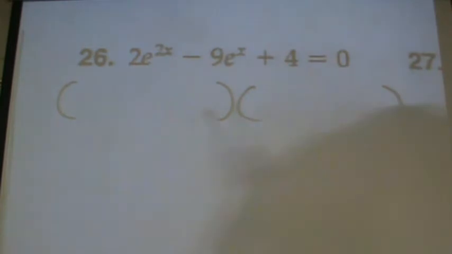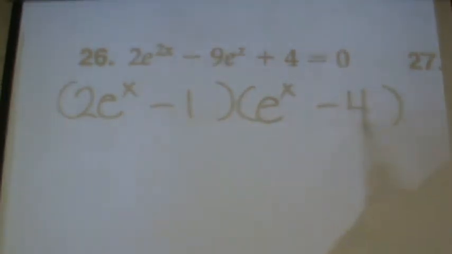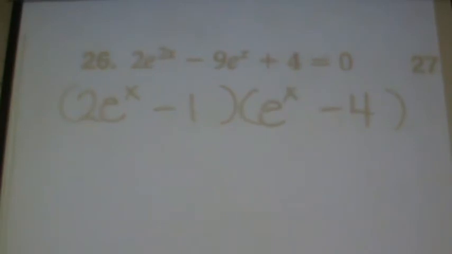Okay, can you factor 26 for me? 2 e to the x. I heard 2 e to the x, and then e to the x, and then it's minus 1, minus 4. Yep, did you get that? Because you get negative 8 e to the x and minus 1 is negative 9 e to the x.